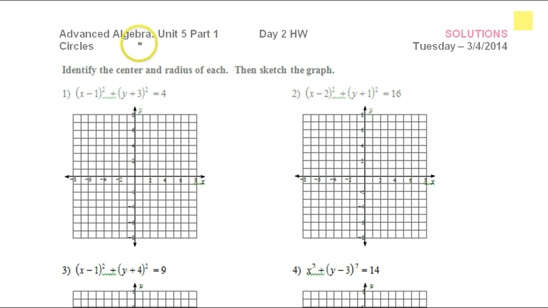Now, the general equation for a circle is (x - h)² + (y - k)² = r². Alright, so with that in mind, let's do problem number 1.